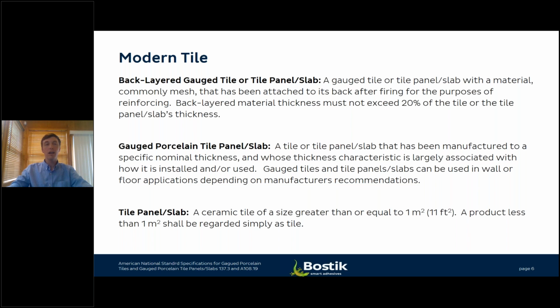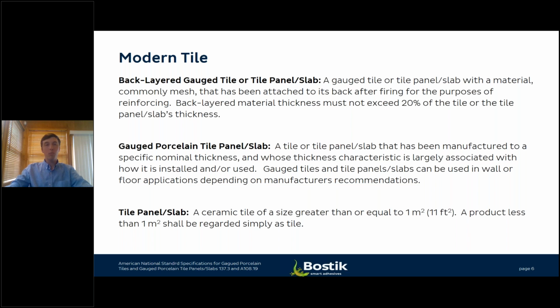The standard covers what I would say is the latest or most modern in terms of tile, and there are 3 different definitions called out in the standard. There's the back layered gauge tile, or tile panels/slabs. This is defined as a gauge tile or tile panel/slab with a material, commonly mesh, attached to its back after firing for the purposes of reinforcing. The back layered material thickness must not exceed 20% of the tile or tile panel/slab's thickness. So this is a definition that sits aside from the traditional historic porcelain, ceramic, quarry, glazed wall tile, pressed tile, and so on. This is a newer definition to our industry.